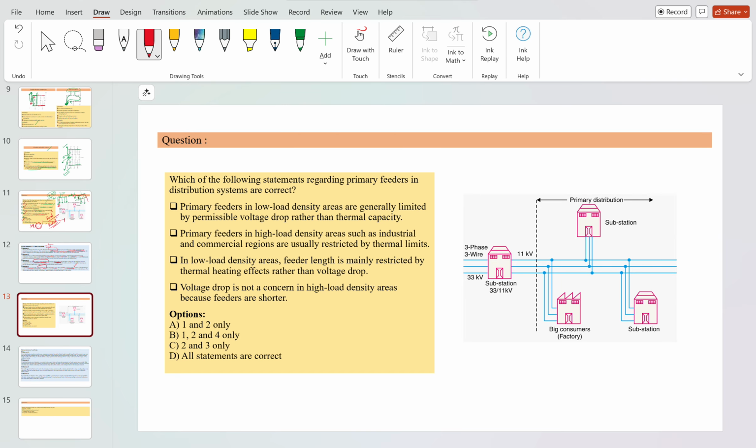This is a similar kind of concept, but when you have a primary feeder, and low density population, high density population, which is the primary parameter to be considered for the model? Okay, try to solve this.